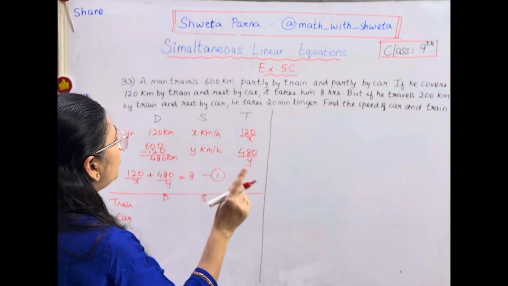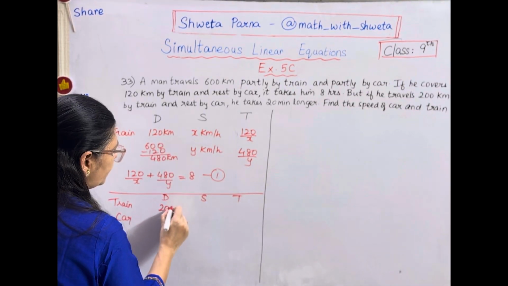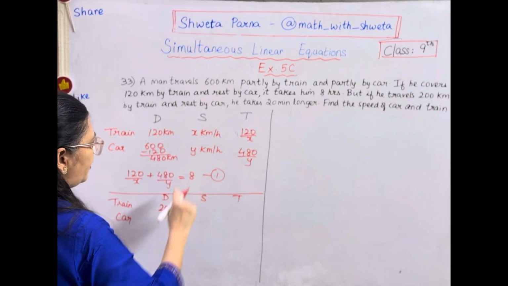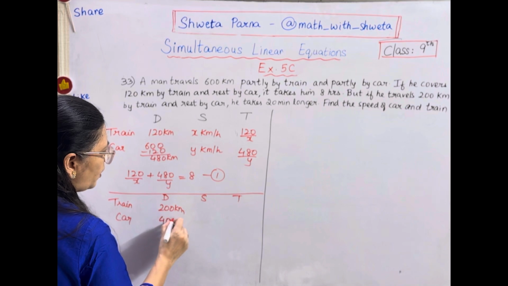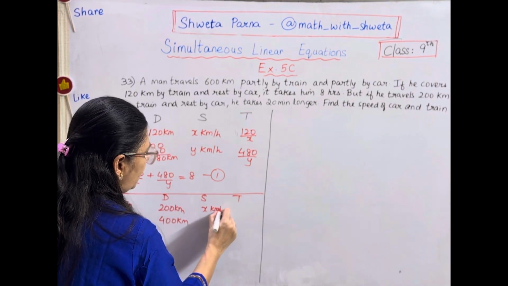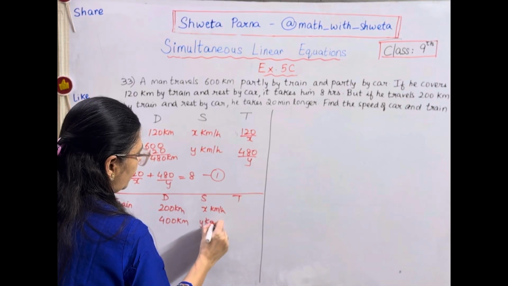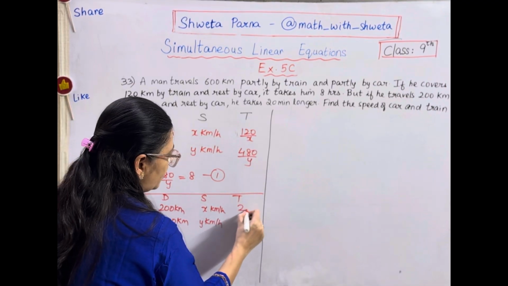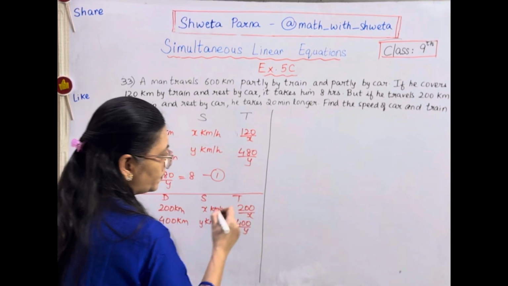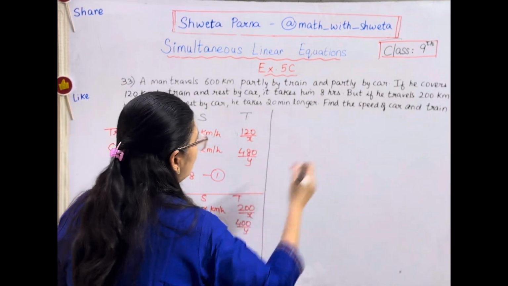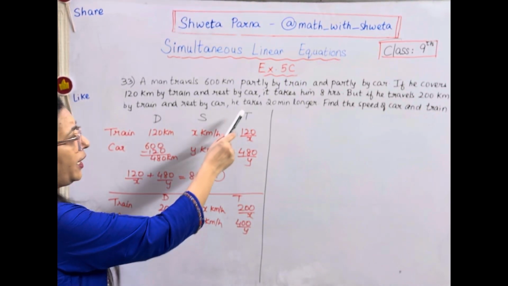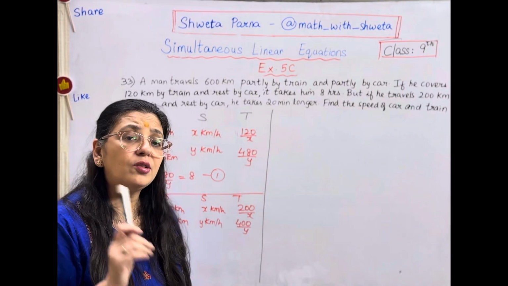But if he travels again by train and car, with distance, speed, time: if he travels 200 kilometer by train and the rest by car, rest is how much? 600 minus 200, which is 400 kilometer. What is the speed? It is x kilometer per hour and here it is y kilometer per hour. So distance upon speed, distance upon speed. If he travels 200 kilometers by train and rest by car, he takes 20 minutes longer.